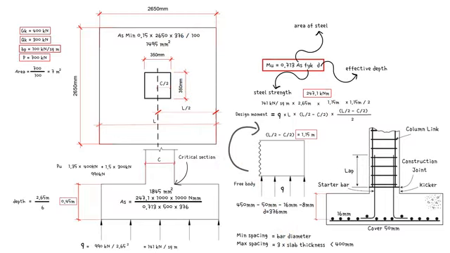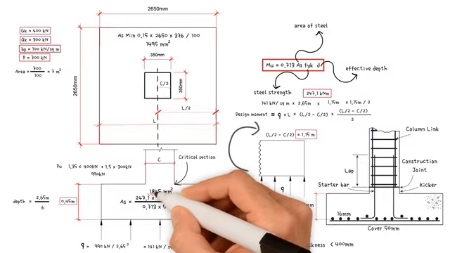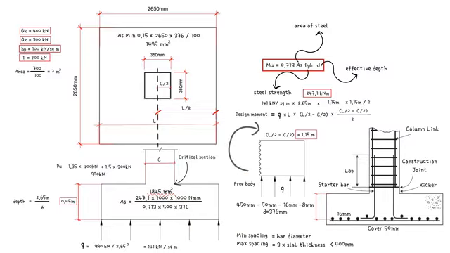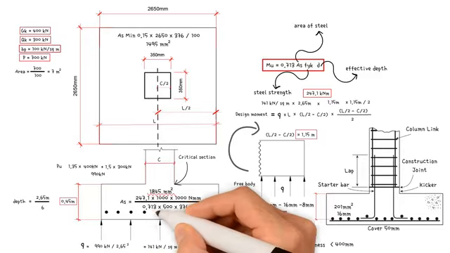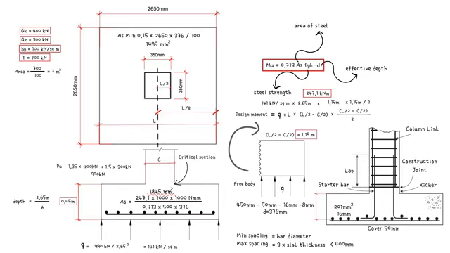The number of 16 mm bars equals area of steel 1845 mm squared, divided by the area of rebar 201, which equals 9.2. Therefore, use 10 number 16 mm diameter high-yield bars in both directions.